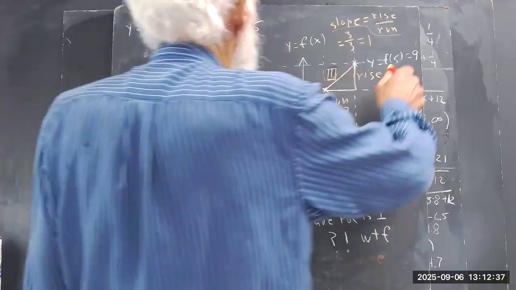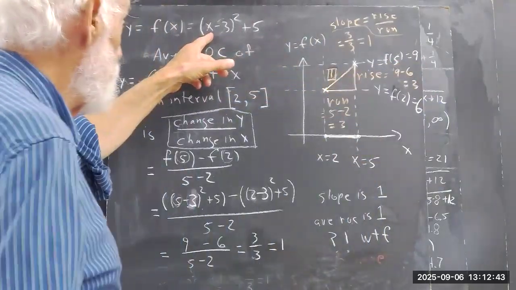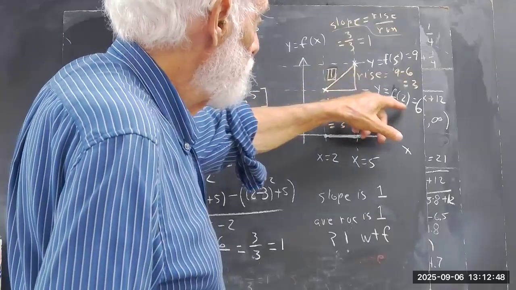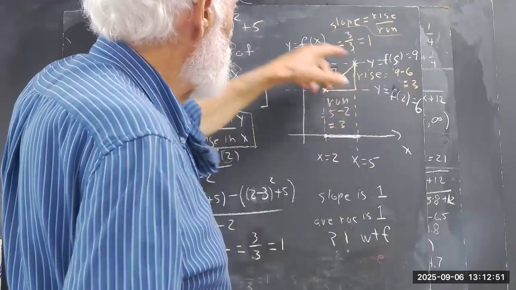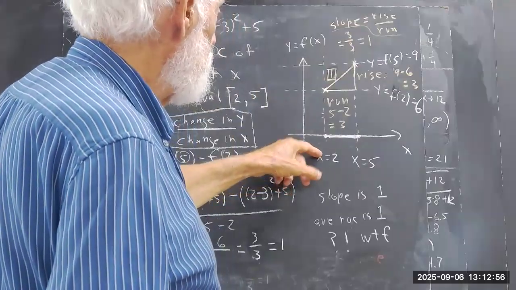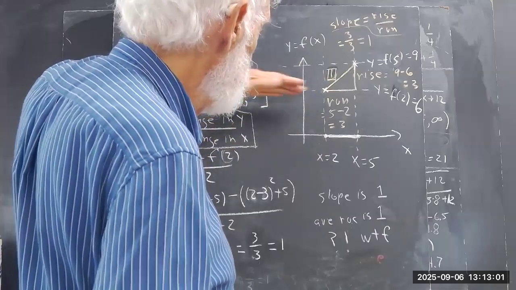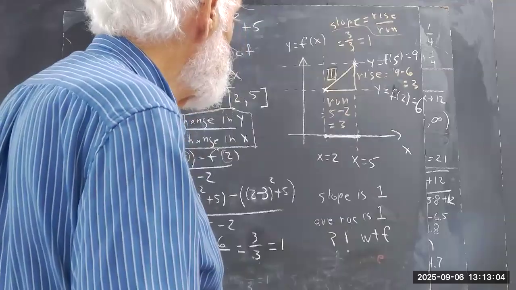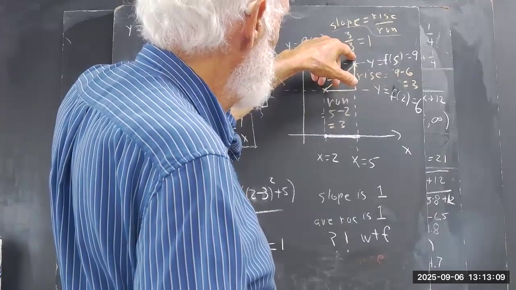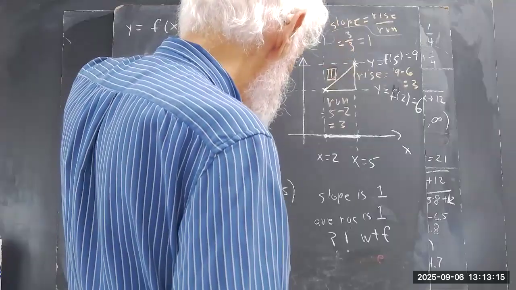f of 5 is 9. Put 5 in here, you're going to get 9. So we have y equals f of 2 equals 6 on this line. y equals f of 5 equals 9 on this line. When x equals 2, y equals f of 2, which is 6. So we take the vertical line from x equals 2 and it intersects the line where y equals 6. And then we take the vertical line from x equals 5 to where y equals f of 5, which is 9. And we put a point there.